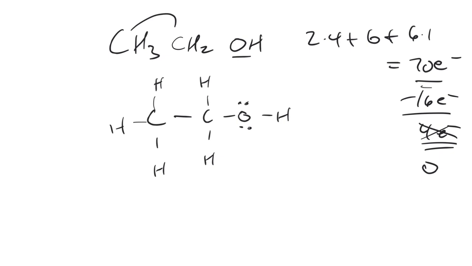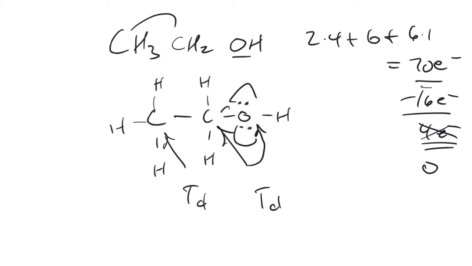Now let's do one. So let's look at the geometry. This carbon will be tetrahedral because it has 4 domains. This one will be tetrahedral as well because it has 4 domains, and the oxygen as well. So all 3 of our centers here are tetrahedral because they each have 4 domains.